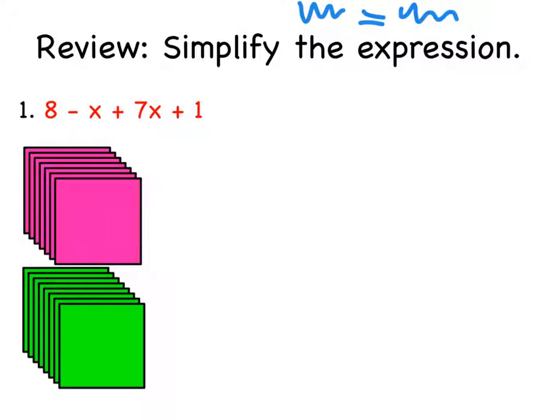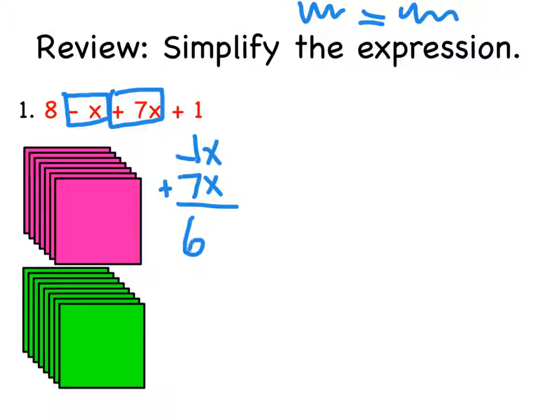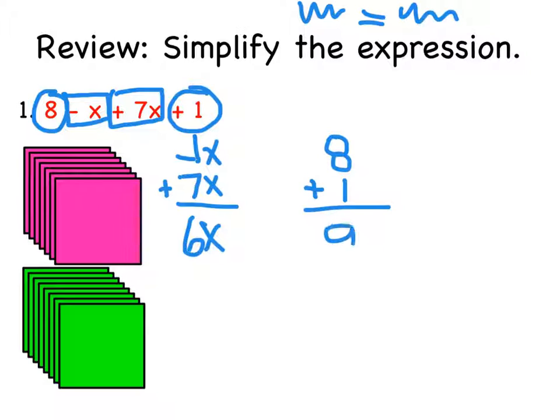So I'm going to put boxes around all of my x's. That was like writing them on the pink sticky notes. And I'm going to list them here, negative x and 7x. And I'm going to add those together. Now remember, negative x is the same as negative 1x. So negative 1 plus 7 is going to be 6x. Next, I'm going to put circles around all my constants. So I have 8 and I have positive 1. So I'm going to write 8 and 1. I'm going to add those together and I'm going to get 9.